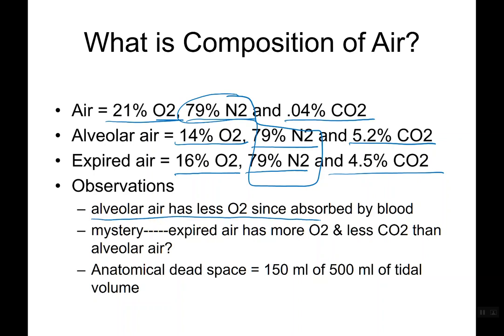Alveolar air has less oxygen since the oxygen is being absorbed by the blood. Mysteriously, expired air has more oxygen and less carbon dioxide than alveolar air. Weird. And remember, the anatomical dead space is the 150 milliliters of the 500 milliliters of tidal volume that doesn't participate in gas exchange. So some of the reason for that mystery is that on the way back out, alveolar air is mixing with air that never did gas exchange, which changes those numbers.